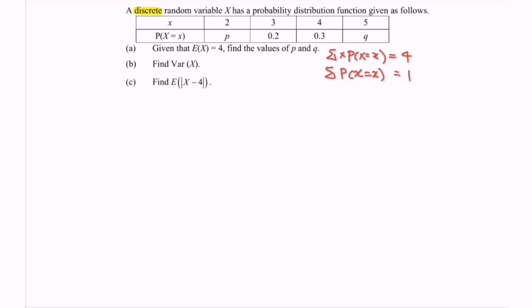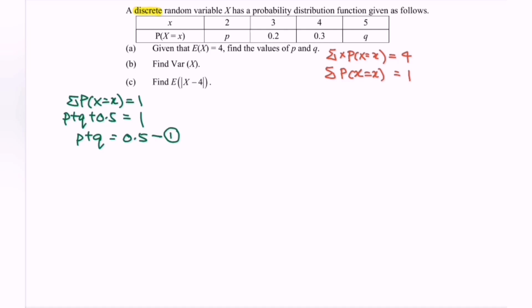So we want to sum up P(x), or the probability. In here, the summation of the probability is equal to 1. If we sum up, we will have p plus q plus 0.5, which is equal to 1. So p plus q equals 0.5. That will be the first equation.